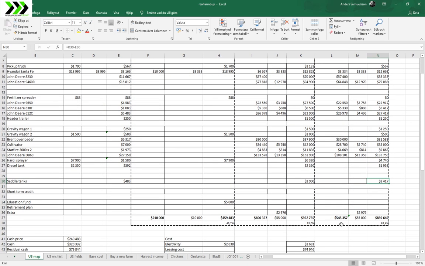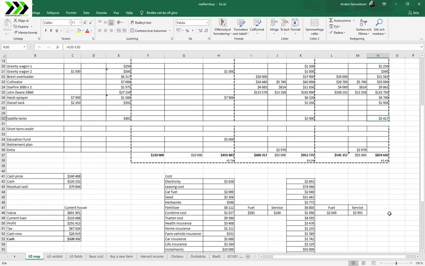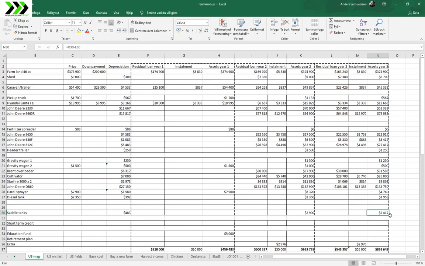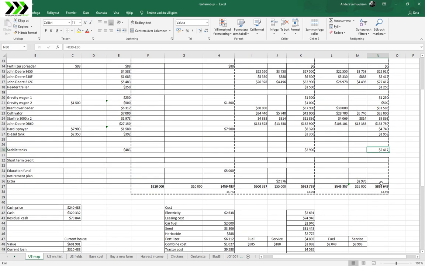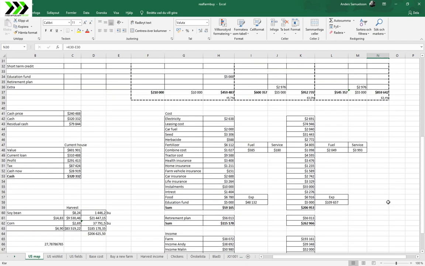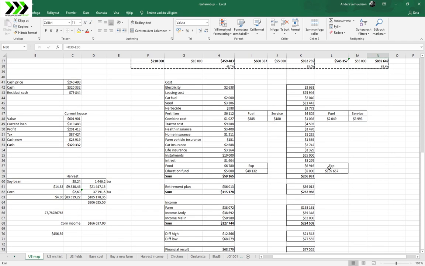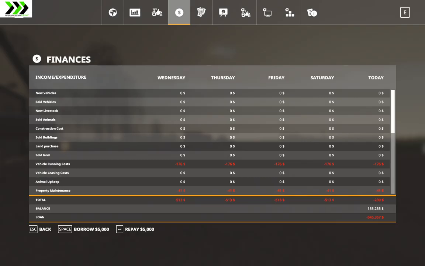Okay, so this is our current loan, this is our current value of the farm, which has lowered more than our loans. So we actually need to repay more of our loans. We're going to see how much we can repay. We also need to deduct this money, because this is all the rest of the expenditure which we haven't calculated for. So 109,654.